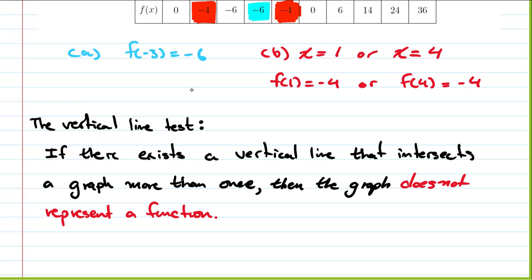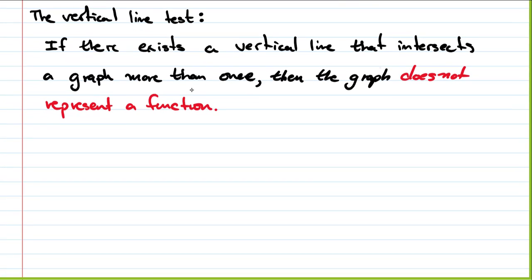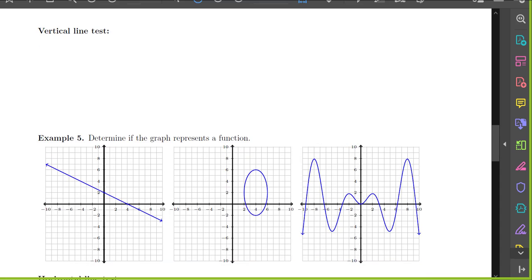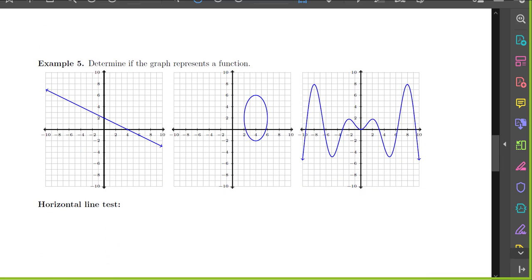So this statement says, if there exists any vertical line that intersects the graph more than once, then the graph does not represent a function. So let's look at a couple of examples.